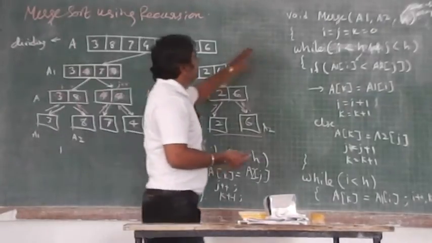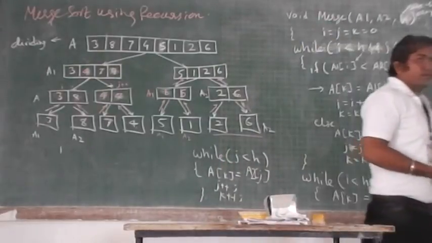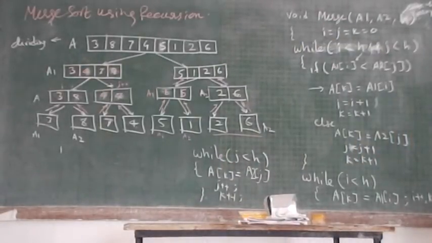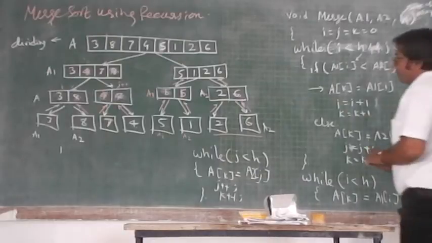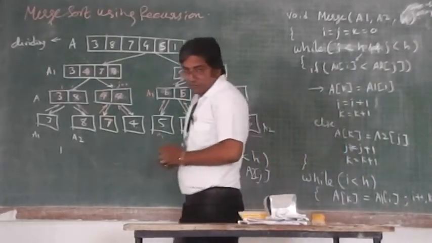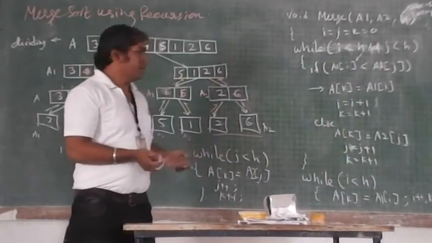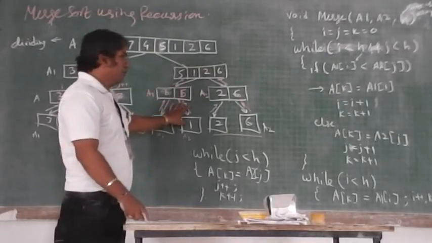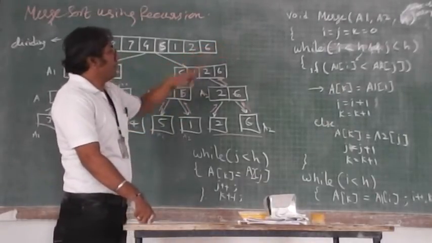A1 और A2 में इस merge algorithm को पास कर रहा हूँ. h का वैल्यू क्या होना चाहिए? h क्या बोल रहा है? Size of a passing array. What is the size of array? Is 2. So A1 array 2 I am passing.